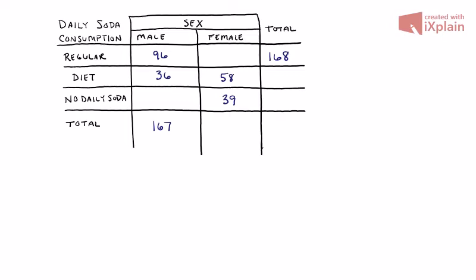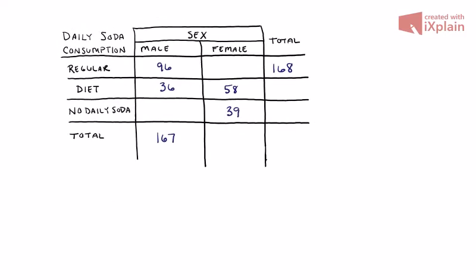So hopefully you've read through the little scenario on page 4 of your booklet, but just as a reminder, we've expanded out the research that we're doing, and this time we've done an online survey asking people if they would please fill it out. We've broken everything down by sex, and then by whether someone drinks regular soda, drinks diet, or has no daily soda habit at all.